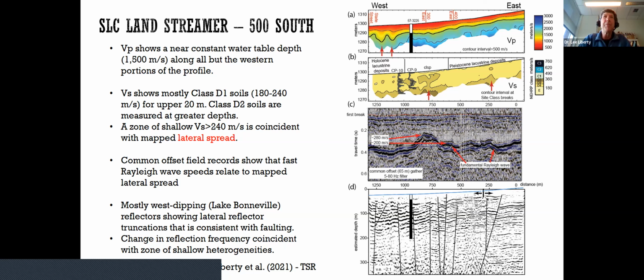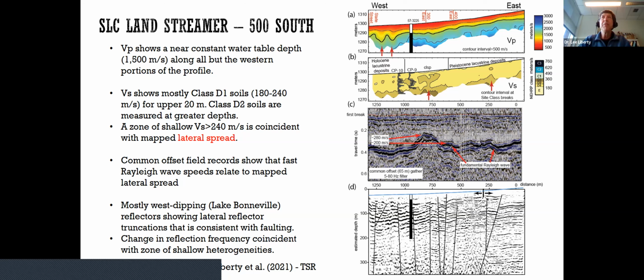Why? Because that's a proxy for the water table. 1500 meters per second is roughly the speed of sound in water, and for saturated unconsolidated sediments, we see similar velocities. So anything slower than 1500 meters per second is typically unsaturated. Anything faster than 1500 meters per second is typically saturated. And you can see the one borehole here. Here's our water table depth. It nicely matches our 1500 meter per second contour. So we feel pretty good about that.